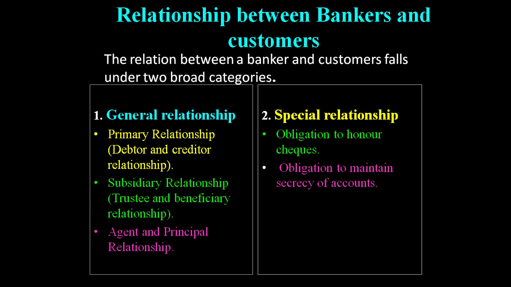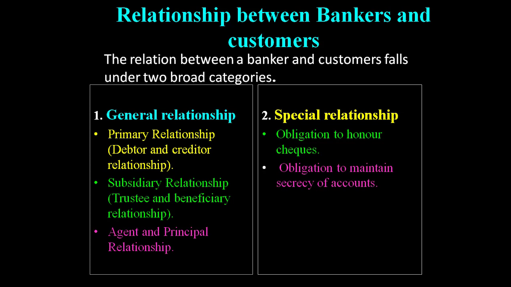Usually in general relationship, those who save their money become a debtor, and those who get loans from the bank are considered the creditor relationship. Those who are saving the money are considered a debtor relationship. Those who are getting the money from the bank become a creditor relationship in the primary relationship.